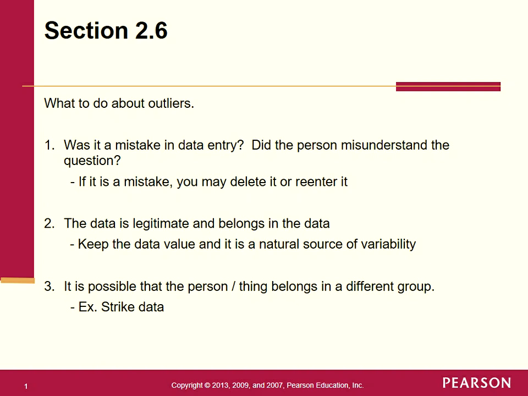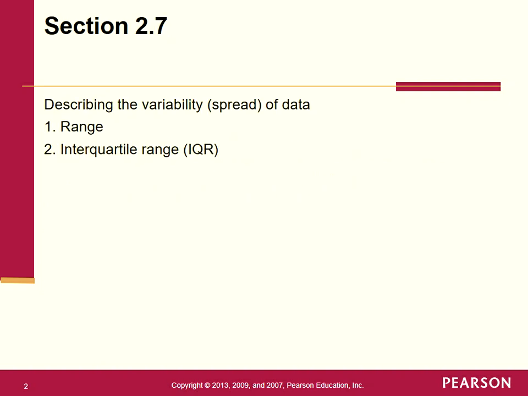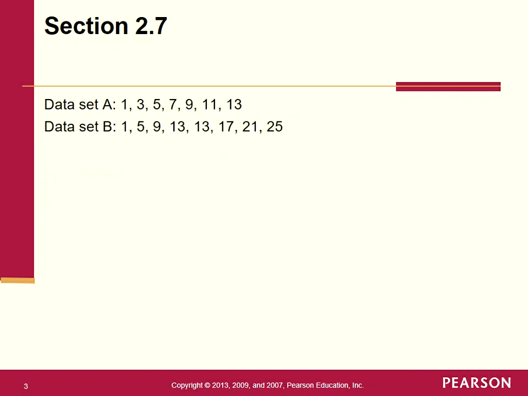All right, 2.7. We're going to get back into the variability of data. We already talked about the range and the IQR in a previous section. Now we're going to talk about the variance and standard deviation. These are so important that the authors decided to give them their own section. Here are our two data sets, data set A and data set B. Remember, we said data set B has larger variability than A.